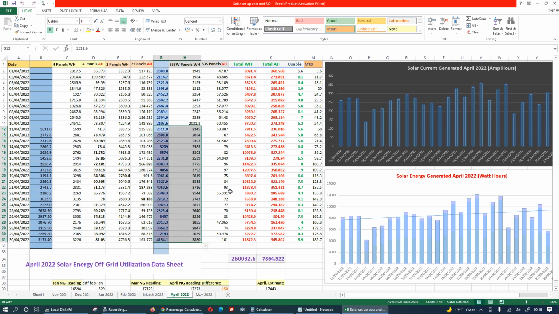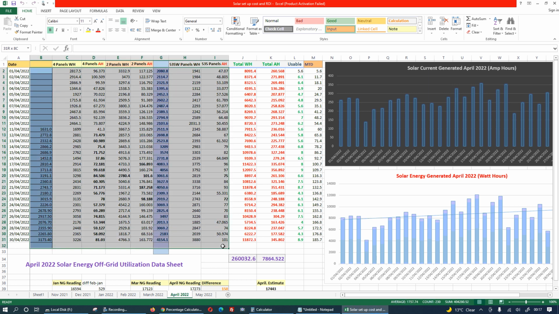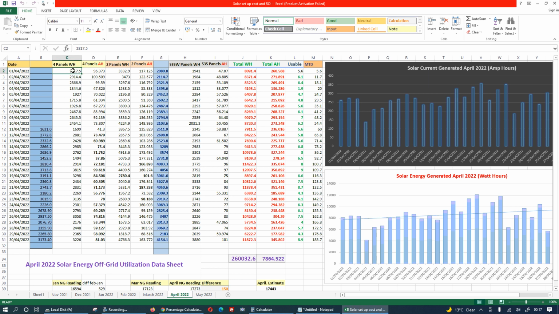So let's go into the analysis here. For now, we're going to ignore the raw data, because what happens here is that I combine the watt meter readings for each of the arrays, and that gives me the total watt hour generated for the day and also for the month. So the total watt hour generated for the month of April was 260,032.6 watt hour. But if you divide it by 1000, it will give you the kilowatt hour. So in this case, it's going to be 260 kilowatt hour.